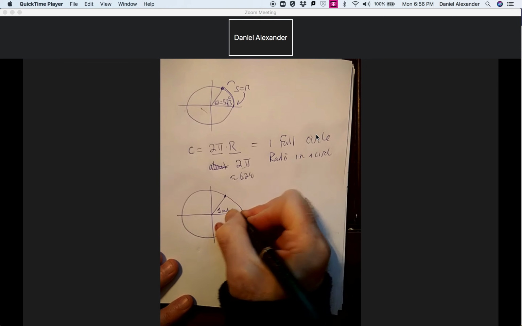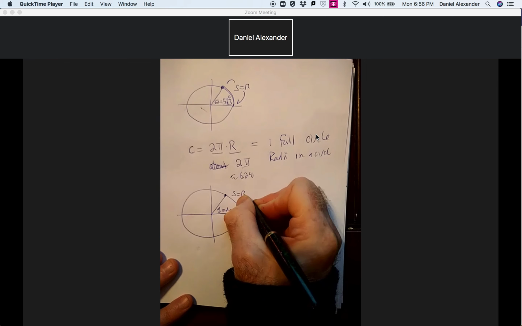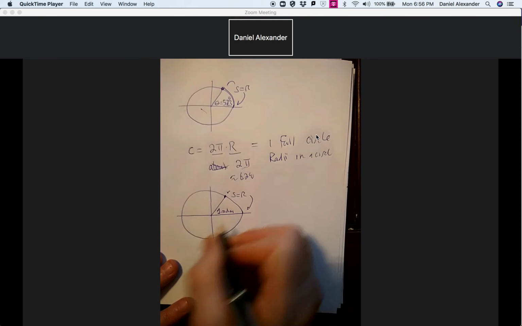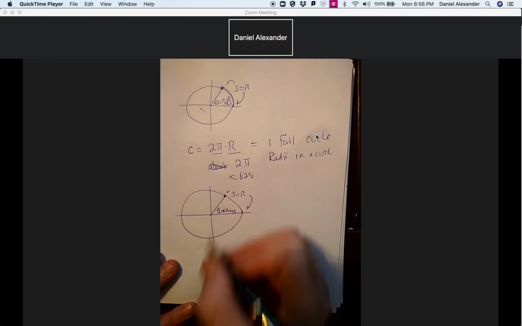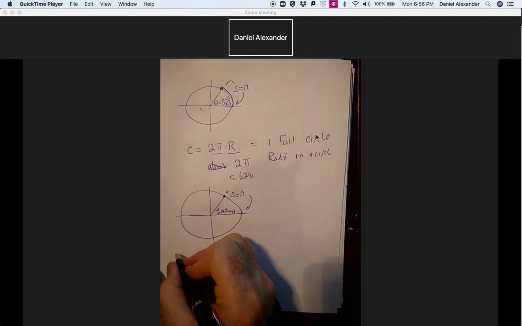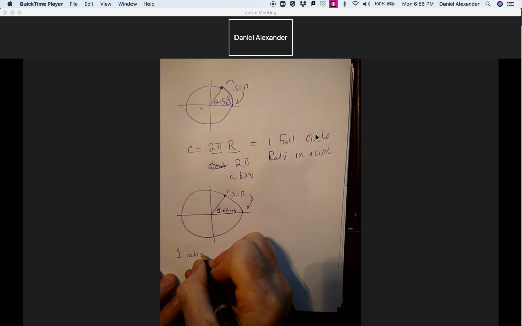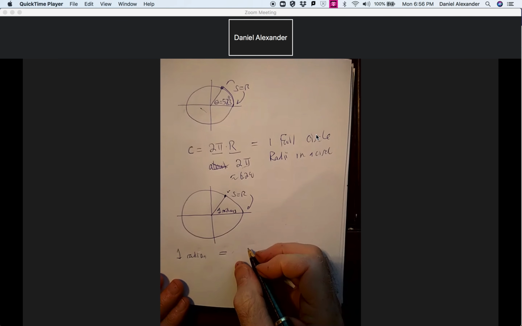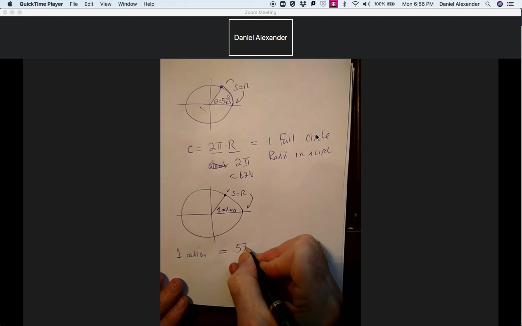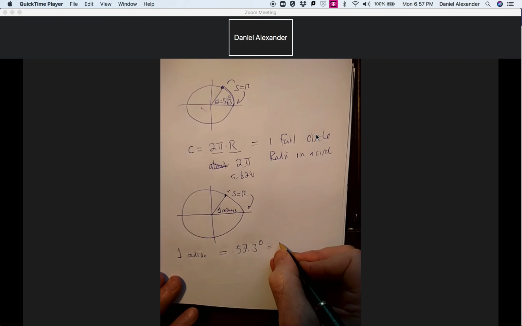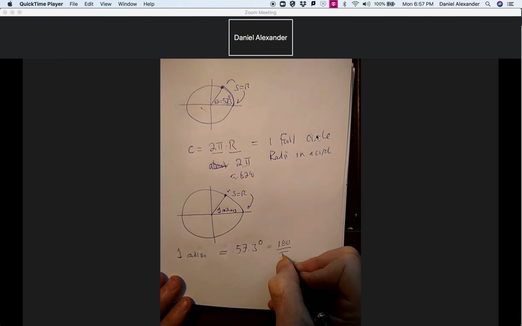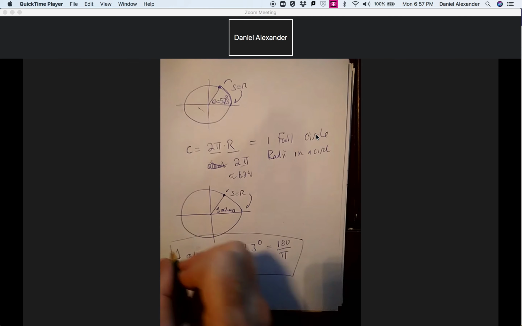I'm going to draw that same picture, except my angle is now going to be in radians. So this same angle is 1 radian. So 1 radian is equal to about 57.3 degrees. And we saw that 57.3 was 180 over pi. So that's our definition of a radian.